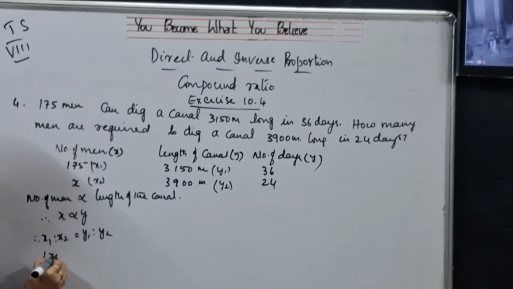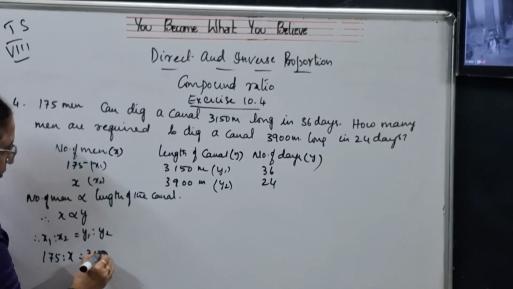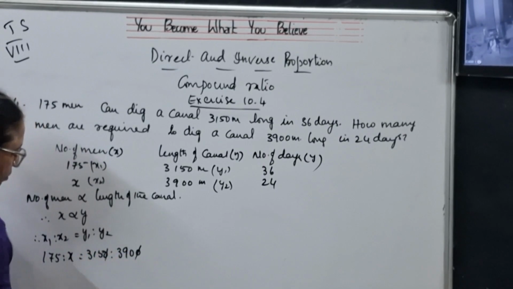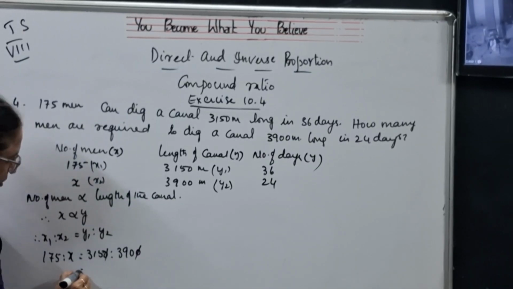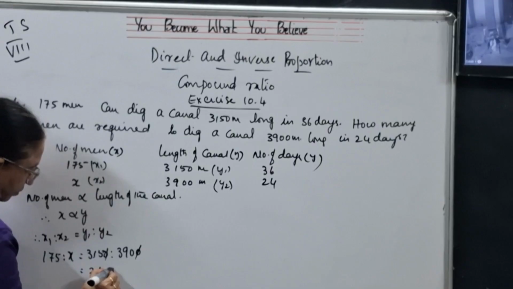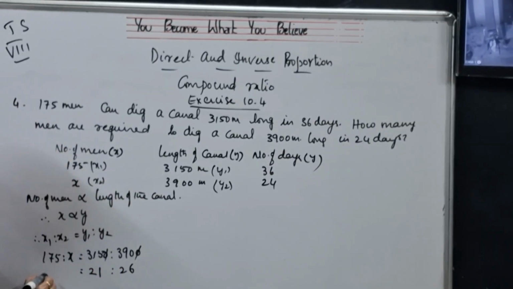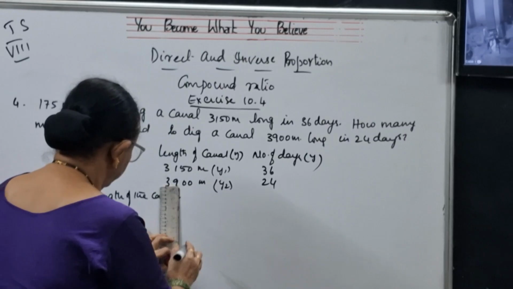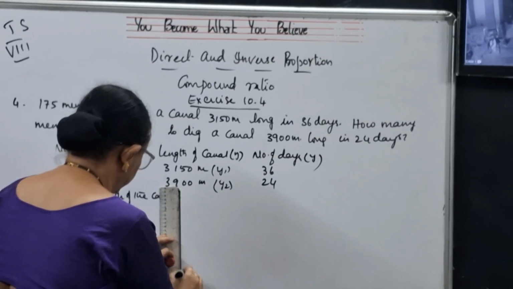So 175 is to x is equal to 3150 is to 3900. 0, 0 will get cancelled. 15 twos are 30, 15 ones are 15, 15 twos are 30, 15 sixes are 90. So 175 is to x is equal to 21 is to 26. We can't further simplify it, so leave it like that.